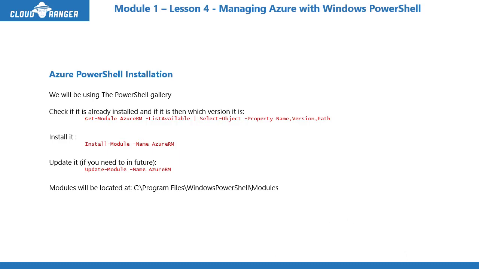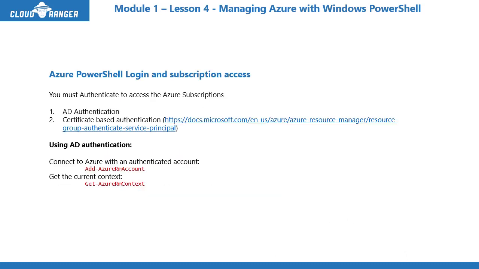So we have done the PowerShell installation. Now let's talk about the Azure PowerShell login and subscription access. You have installed the Azure PowerShell modules. Everything is ready. You have seen the version. You have downloaded, or it has downloaded for you from the gallery. How are you going to log into this subscription from the command line? That's what we are going to talk about.